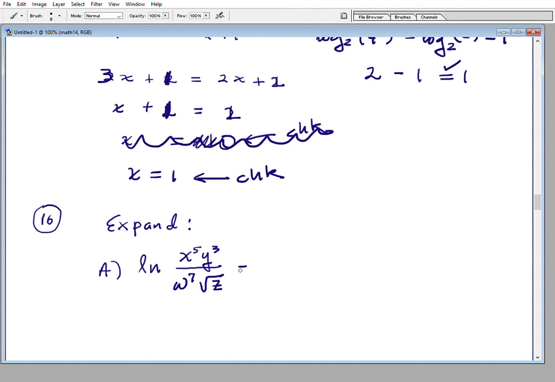Okay, so let's expand all at once. Remember, what's in the numerator gets added, and bring the exponents down at the same time. So bring the exponent down, so we have 5 ln x. What's in the numerator gets added. Bring the 3 down, plus 3 ln y. And what's in the denominator gets subtracted, and bring the exponent down right away, minus 7 ln w. Here the exponent is 1/2. Bring it down, and it's minus because it's in the denominator, minus 1/2 ln z. So that's expanding.